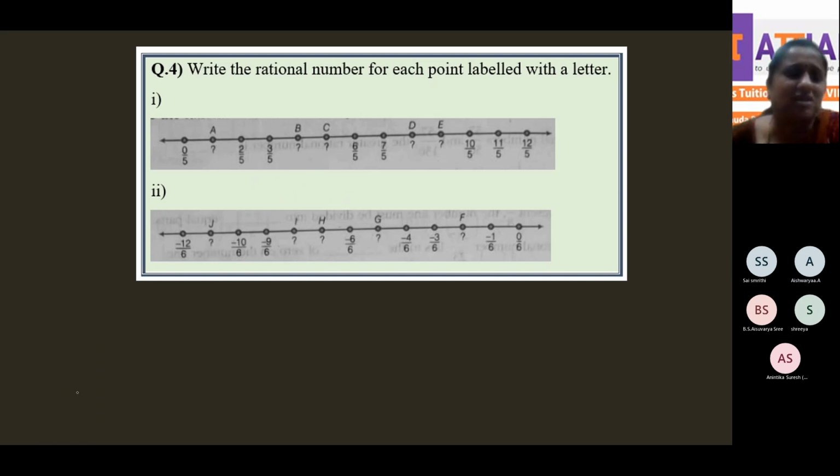This is how we represent rational numbers on the number line. Supposing you're asked to represent minus 9 by 6 on the number line. This is what you should do.